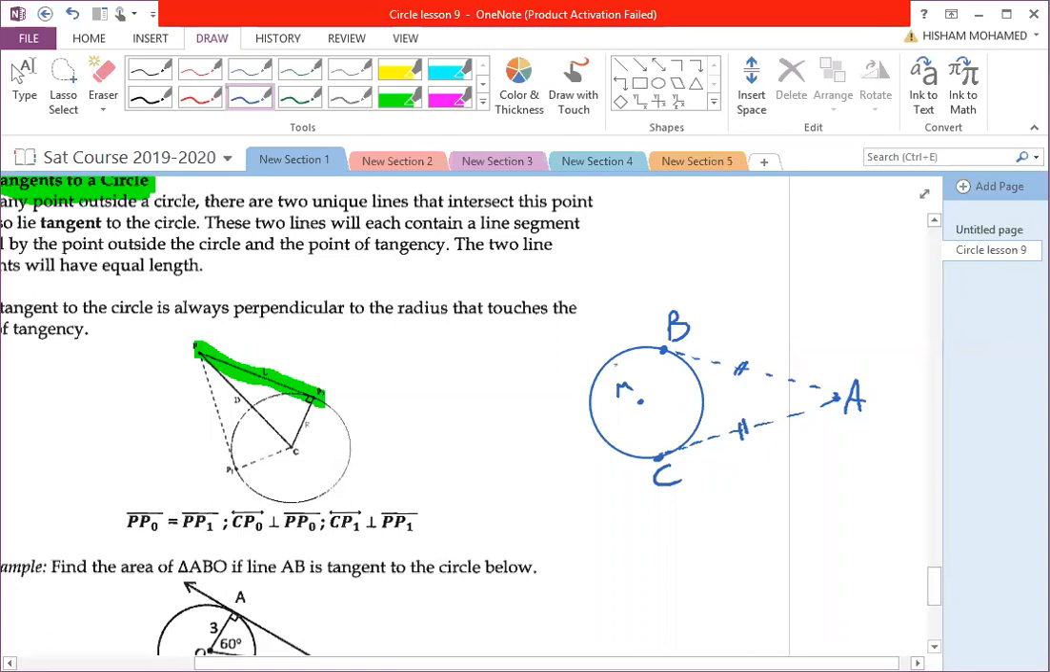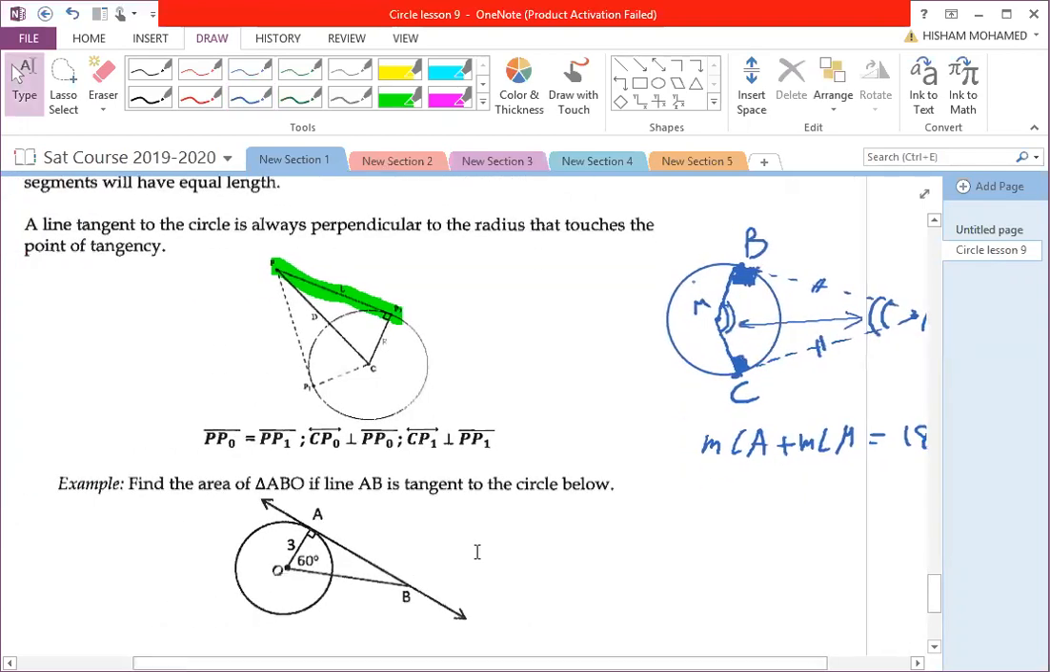Something else, we said that the radius is perpendicular to the tangent at the point of tangency. So this angle is 90, and that angle is 90. So for sure, the measure of angle A plus the measure of angle M should be 180. Why? Because the sum of the angles of the quadrilateral is 360. So these two angles are supplementary, because angle B plus C is equal to 180.